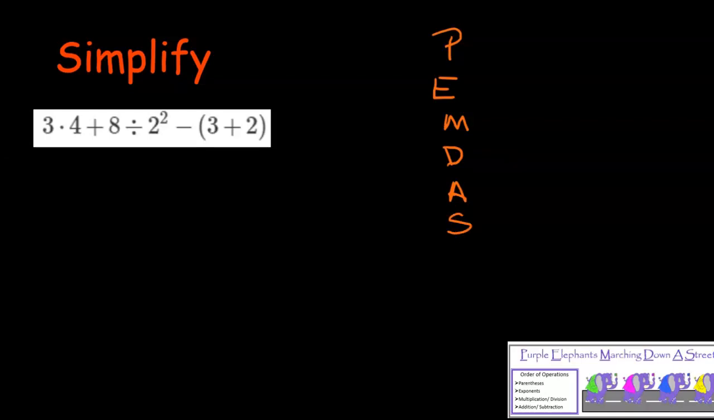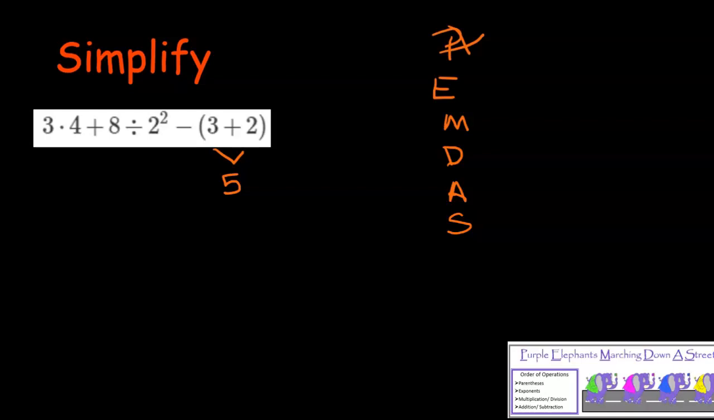Alright, well, let's look at this question. Parentheses, we're looking for those first. You see those parentheses? Oh yeah, right there they are. So we have to do that first. So our parentheses says 3 plus 2, and we're going to add those together. And that's going to give us 5. Okay, I can cross off my parentheses.